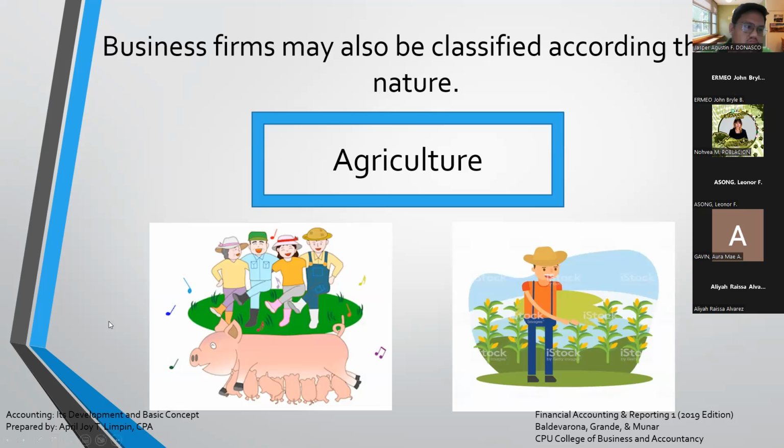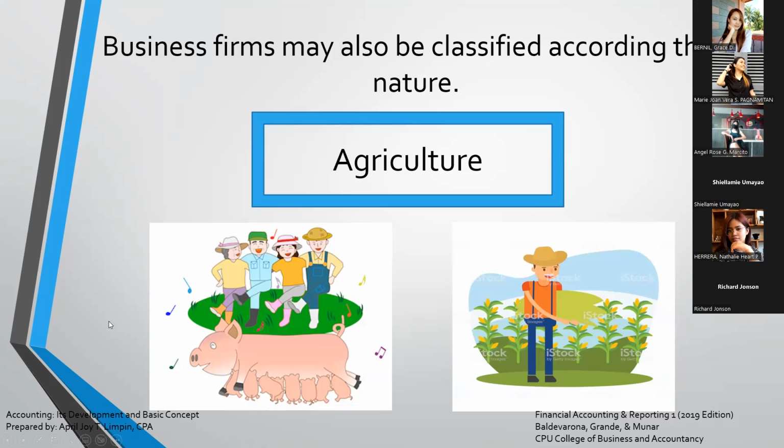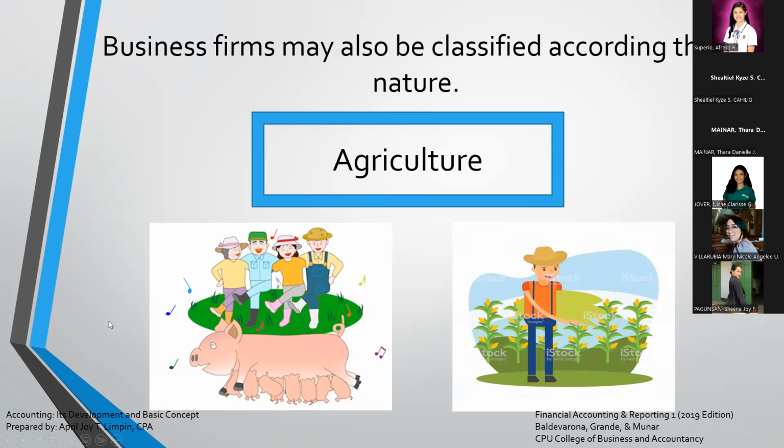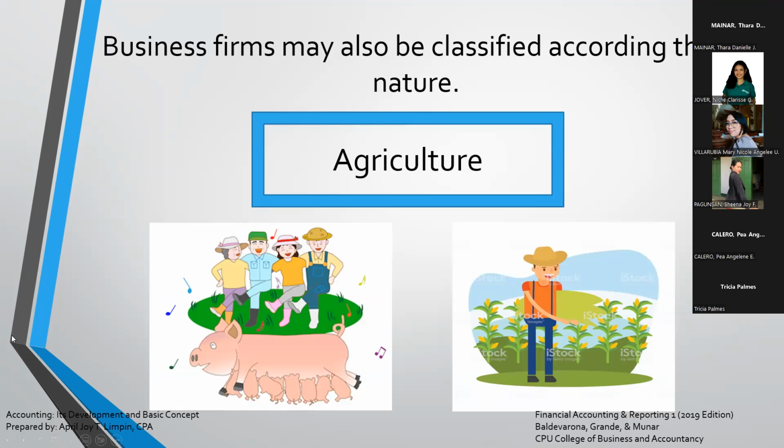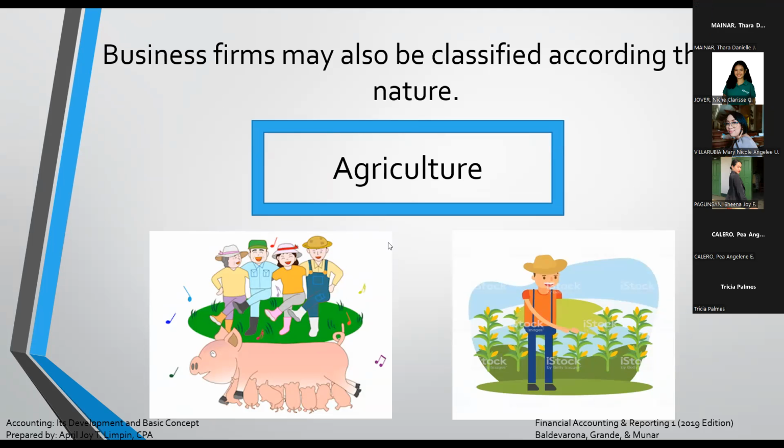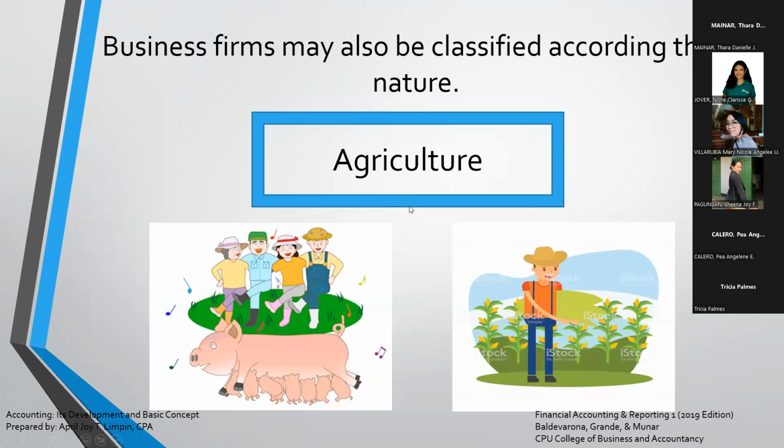So, sino pa ang wala? I guess okay naman. Miss Palmes, can you provide two types of agricultural businesses? Miss Palmes? Wala si Miss Palmes. So, the two types of agricultural businesses: piggery, poultry, also crops like coffee. That's also an agricultural form of business.